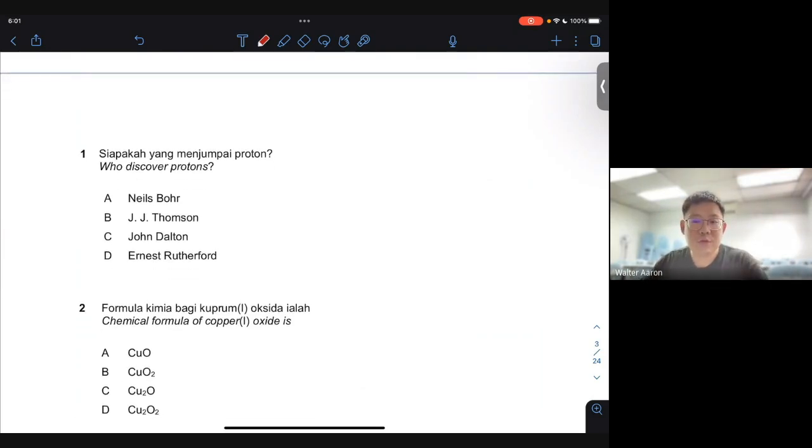So for the first question, the question asks, who discovered the proton? The answer here will be Ernest Rutherford, which is D.